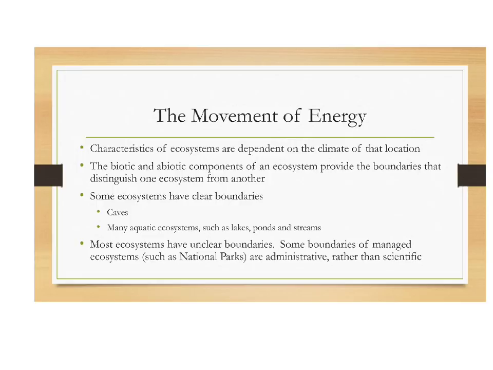There are biotic and abiotic components of every ecosystem. Biotic is the living component. Abiotic is the non-living component. And those biotic and abiotic components provide the boundaries that distinguish one ecosystem from another ecosystem. There are some ecosystems that have clear boundaries. These tend to be actually quite rare, especially terrestrially.